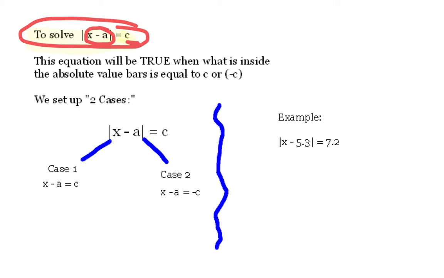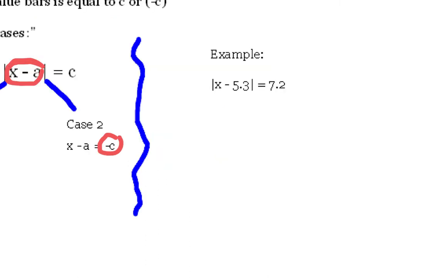So what we do is we do this a lot in math. We're going to set up two cases. So what I'm going to do is take what's in here, x minus a, and I'm going to make it equal to c. Then I'm going to do same thing, and I'm going to make it equal to the opposite of c. So notice when we do that, we just get rid of the absolute value bars. I like to use those absolute value bars as reminders to me that there are two cases here. So I like to draw little lines like that.